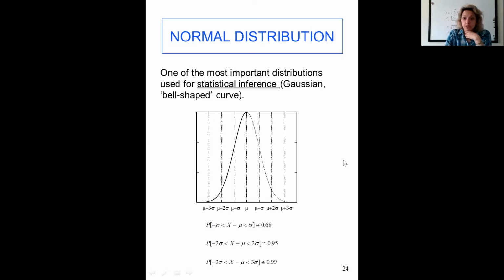Here, we want to talk about normal distribution curves. One of the most important distributions that we use in statistical inference is the Gaussian or bell-shaped curve. You can see here we have these rules of thumb: the probability of x minus mu being between positive sigma and negative sigma of the standard deviation. So we should have about 68% of the data points in that range.